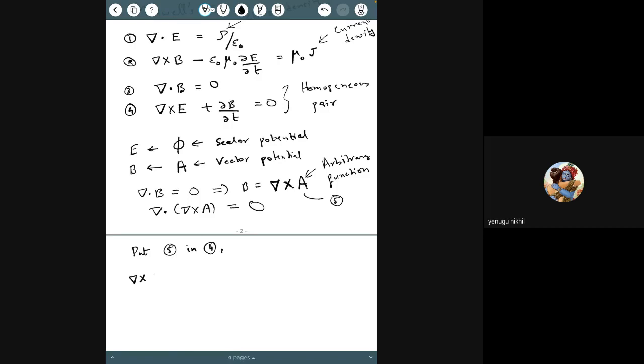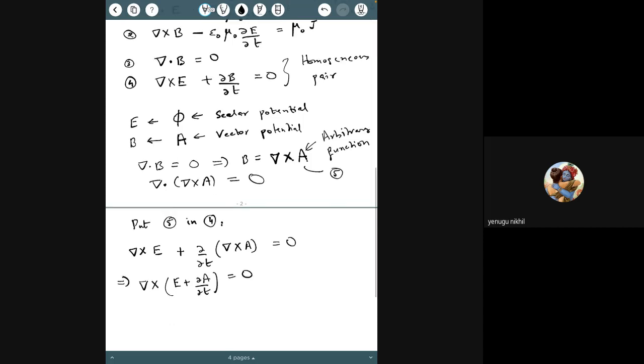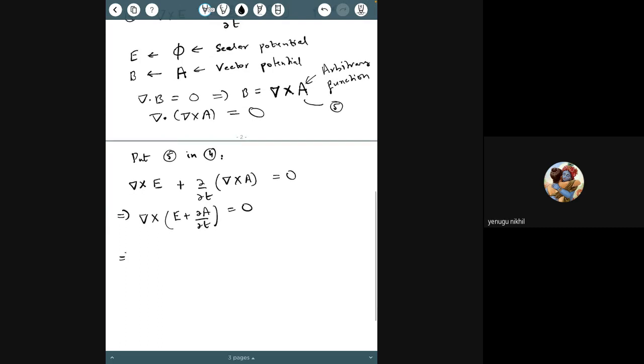curl of E plus del/del T of curl of A is equal to 0, which means now, I'm taking the curl common, curl of (E plus del A/del T) is equal to 0. This tells me that E plus del A/del T is equal to minus grad phi.